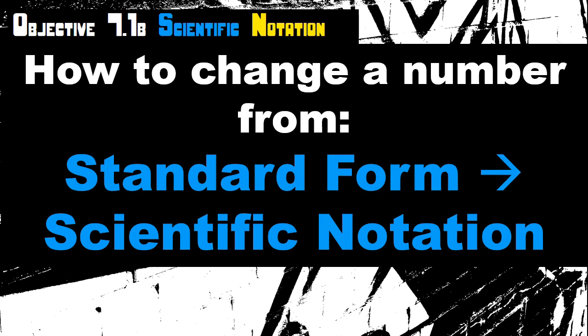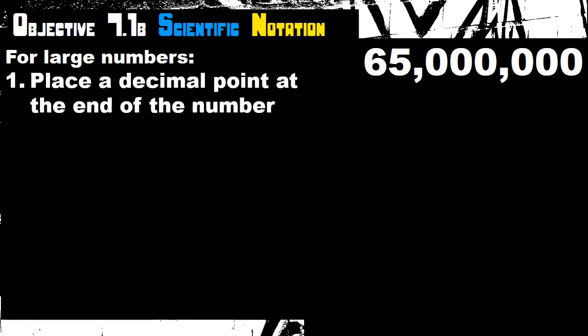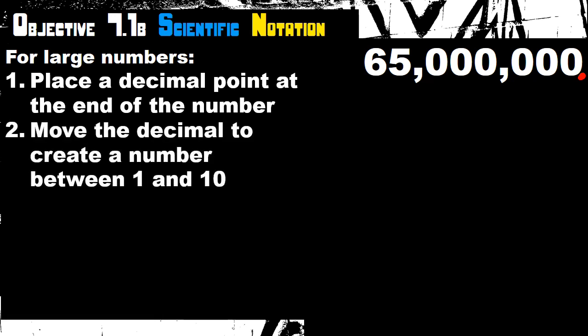First, we're going to figure out how to change a number from standard form, like our examples of 5 million and our decimal, to scientific notation. We're going to give you some steps and some practice. For very large numbers, we have this very large number of 65 million. Our very first step is to place a decimal point at the end of the number, at the end of the zeros. Step number 2 is to move the decimal to create a number between 1 and 10. So let's go ahead and move our decimal now.